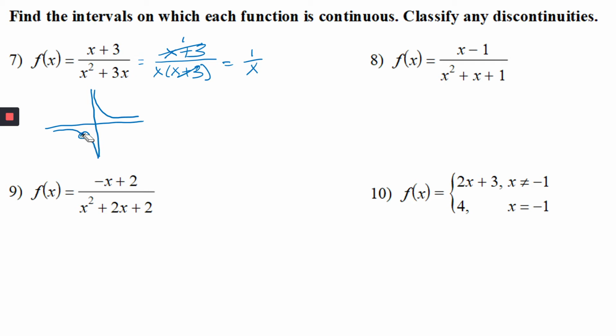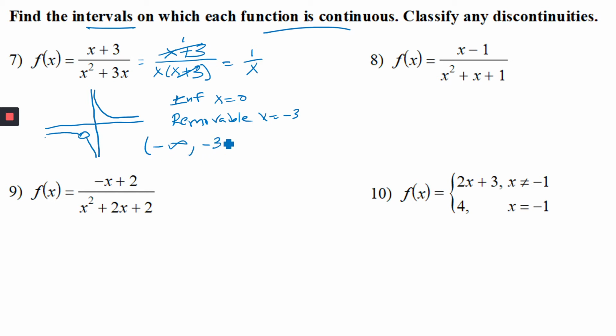So this one has 2 different types of discontinuities. It has an asymptote or an infinite discontinuity. So infinite happens at x equals 0, and then it has a removable discontinuity at x equals -3. And so what intervals is this continuous? So if I was asking that, it would be continuous from -infinity to -3, union -3 to 0, union 0 to infinity. Again, everywhere except at -3 and 0. I've got to pull those out.